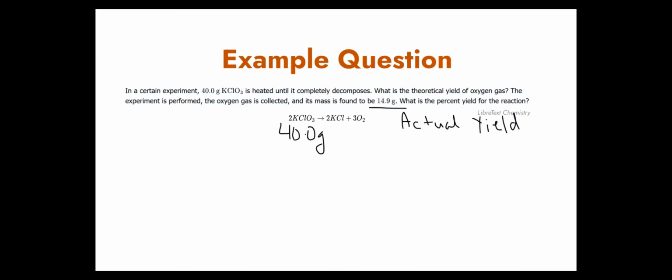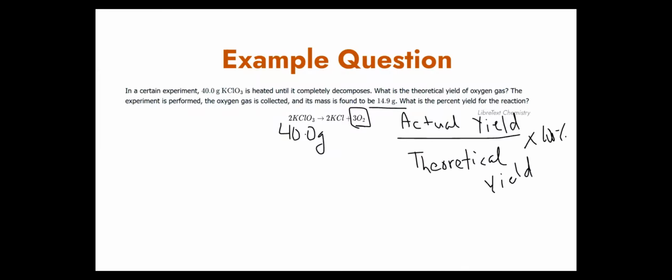And we need to find out the theoretical mass of the product, which in this case is oxygen. We do not have the theoretical mass or theoretical yield. Actual yield is given, 14.9. Theoretical yield is not given. Theoretical mass of the oxygen produced during this reaction is not given, which means that we have to find it out. Instead, what is given to us is the mass of the reactant, which is 40 grams.